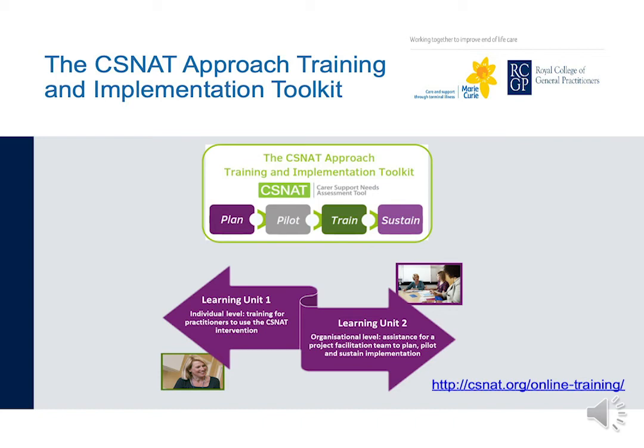Correspondingly, we have developed an online training and implementation toolkit to address this, which has two parts. Learning Unit 1 is for everyone who will be involved in using the CSNAT intervention in practice. An additional Learning Unit 2 is for the team within the organisation who will lead on implementing the CSNAT intervention. This covers planning, piloting, training and sustaining this change in practice from an organisation perspective. Each learning unit takes approximately 2 hours, but we recommend factoring in blended learning group work in addition to make learning more effective.